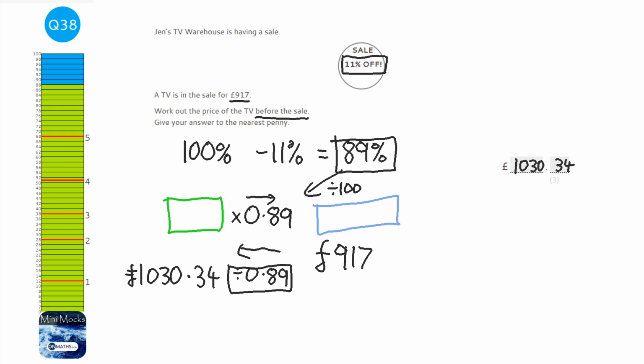Let's see if that makes sense. Well, it kind of makes sense that it's gone down a little bit to £917. We'd expect the price before the sale to be higher than the price on the sale. Something you can do to check that it works is you can then times the answer by 0.89, and there we go, we get 917, so it completely makes sense.